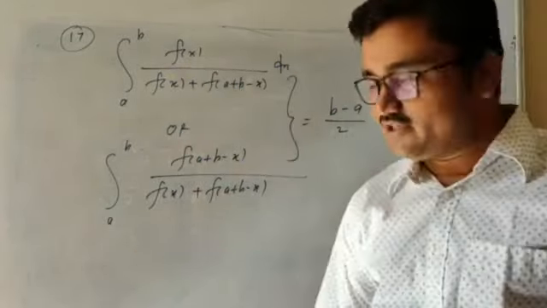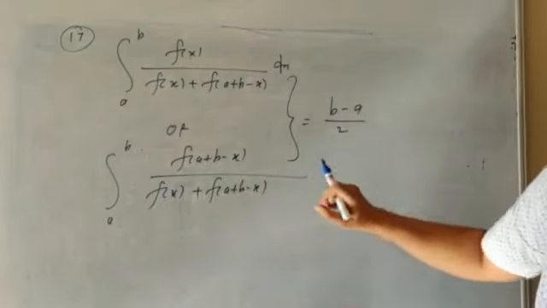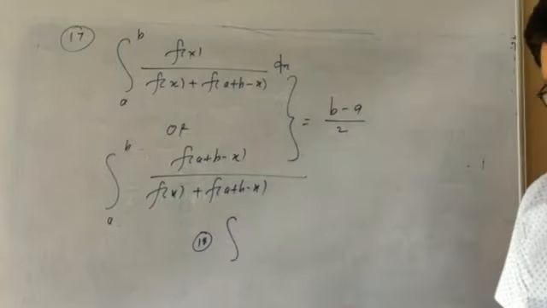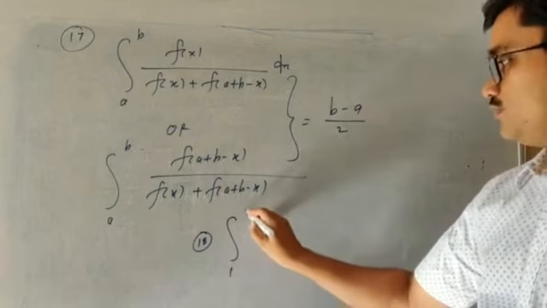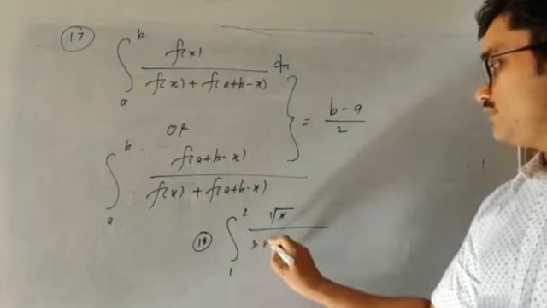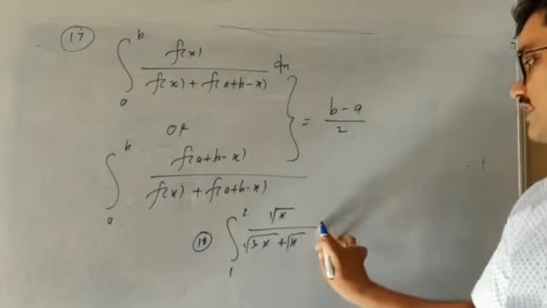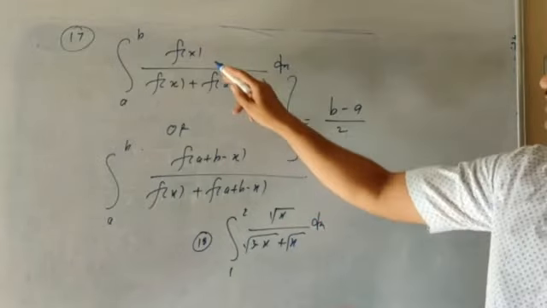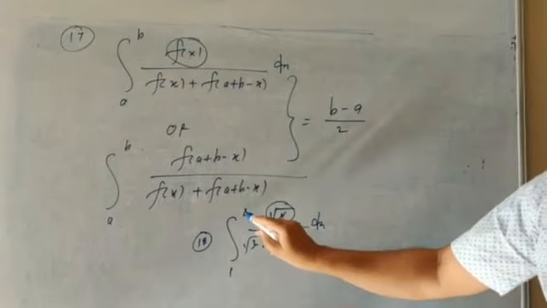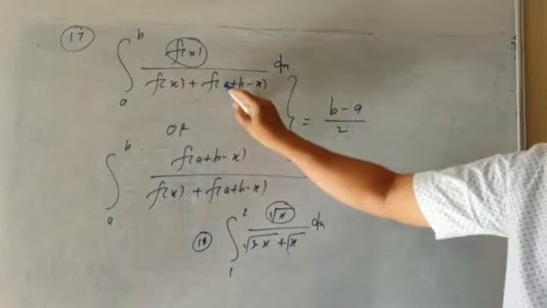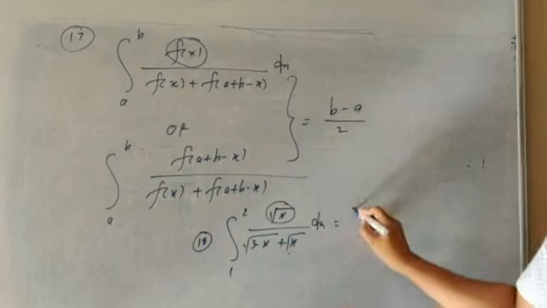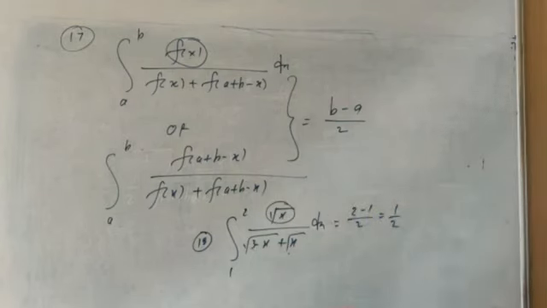Now if you see a similar question of this particular type, question number 18, which is the integration from 1 to 2 of root x upon root of 3 minus x plus root x dx. If you see this question and the earlier one, it is almost similar. The role of f of x is played by root x, and the role of a and b is played by 1 and 2. So a plus b is 3. So this answer should be b minus a by 2, that is 2 minus 1 upon 2. So the answer is 1 by 2.